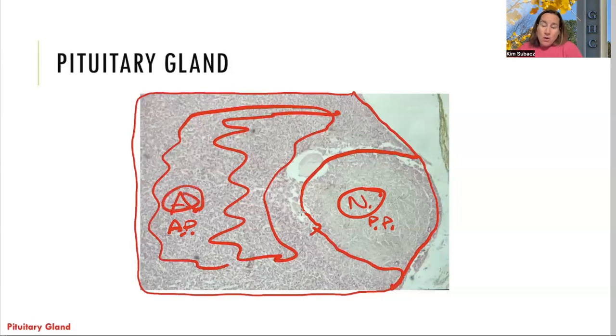So know how to recognize your slide. What are you looking at? What organ are you looking at? We're looking at the pituitary gland. And once you figure out that we're looking at the pituitary gland, are we looking at the anterior part? Are we looking at the posterior part? Are we looking at the adenohypophysis? Or are we looking at the neurohypophysis? Once we know which section we're looking in, anterior, posterior, adeno, or neurohypophysis, then we know what hormones come from those. So we're going to memorize the 7 that come from the adenohypophysis, and the 2 that come from the posterior pituitary or the neurohypophysis.